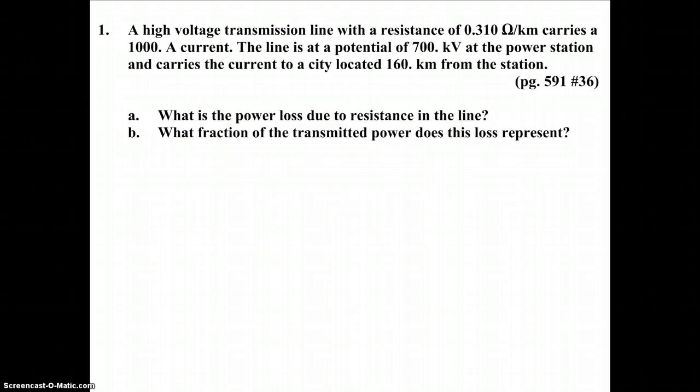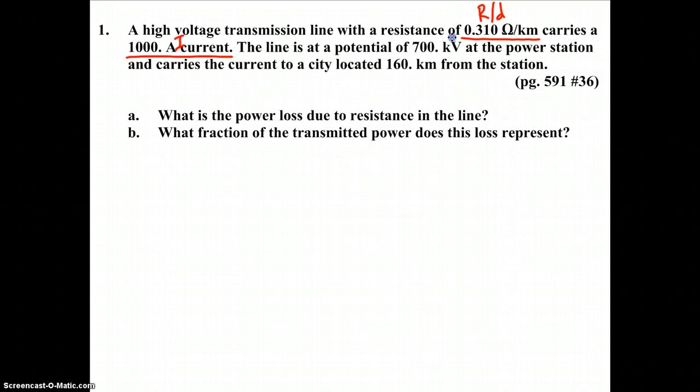Now, as we go back through the question, we're going to underline the key piece of information provided and identify the variable for each. We have a high voltage transmission line with a resistance of 0.310 ohms per kilometer, and this is not the resistance, but the resistance per distance that we're given here. So we'll keep an eye on that. It carries a 1000 amp current. This is clearly the I value provided in the problem.